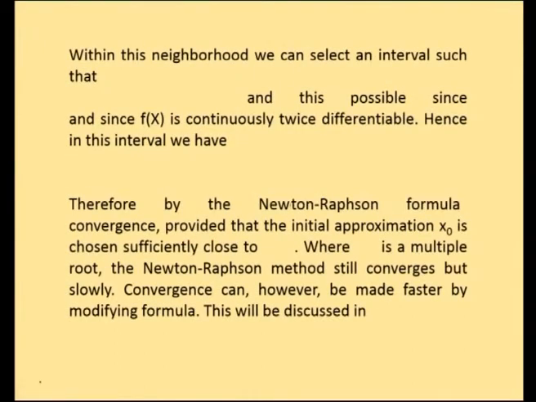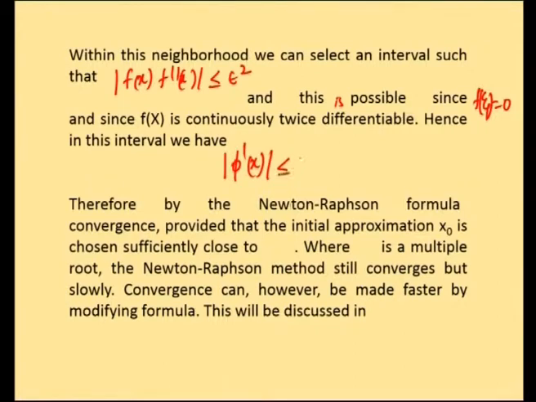Within this neighborhood we can select an interval such that |f(x) f''(x)| is less than or equal to epsilon square. We take |f'(x)| greater than or equal to epsilon. At the same time, |f(x) f''(x)| is less than or equal to epsilon square, and this is possible since f(epsilon) is equal to 0, and since f(x) is continuously twice differentiable. Hence in this interval we have |pi'(x)| less than 1.